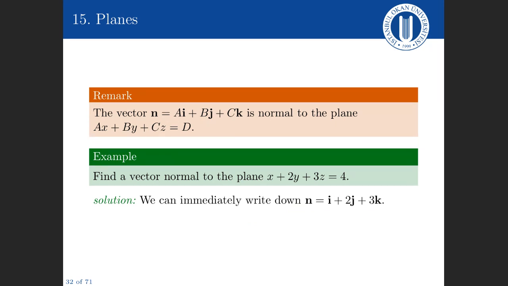Let me repeat that. The vector ai plus bj plus ck is normal to the plane ax plus by plus cz is d. So, for example, if I asked you, find a vector normal to the plane x plus 2y plus 3z is equal to 4. We don't need the number 4, that doesn't matter. We're looking at the numbers on the left. The number 1, the number 2, and the number 3. And then straight away we can write down the answer. The normal vector is i plus 2j plus 3k.